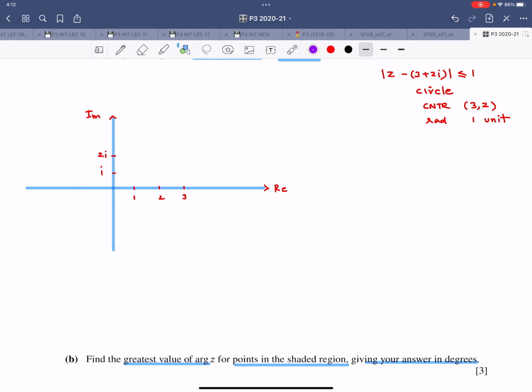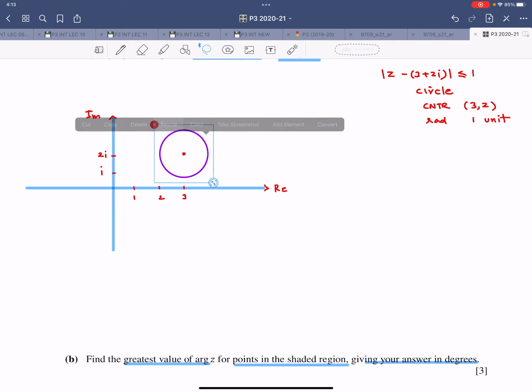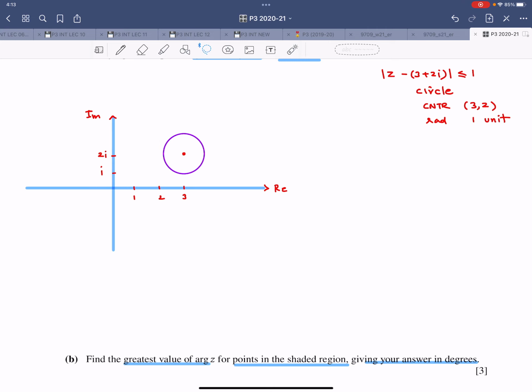So I need one more thing, that is 3, 2i. This is the center, and you need a circle like this of radius 1 unit. So basically this is like this and something like this. That's the circle that you get. It doesn't have to be accurate. Now let me shift this a little bit, and let me resize this and make it a little bit smaller. Okay, that's the circle, looks perfect.